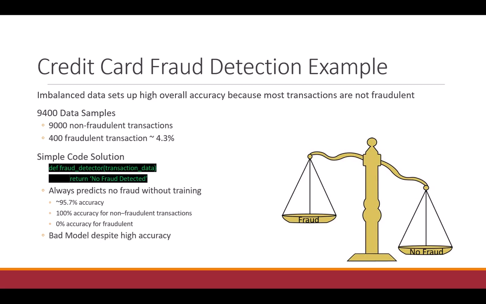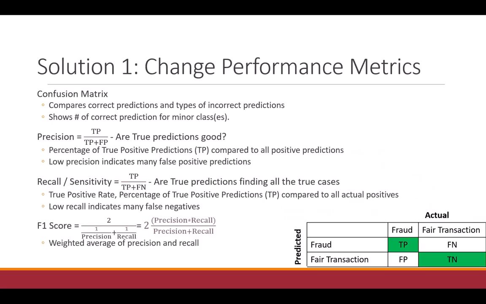As a result, our model would be really good at predicting not fraudulent cases just simply by the nature of the data, but it would be a bad model in and of itself. So we need to consider that. One way we can deal with this is to take a look at our performance metrics.